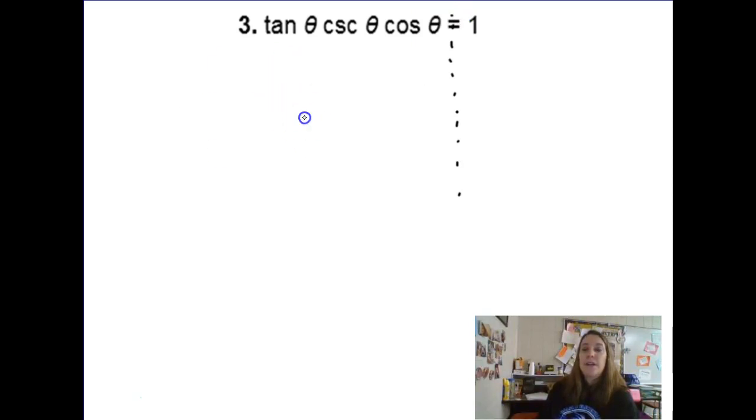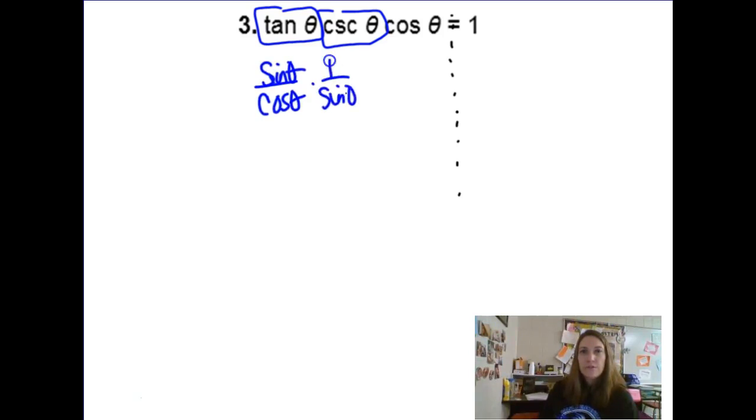So clearly the left side here is the most promising side as far as algebra trades and trig trades. Let's trade everybody out for their sine and cosine buddies. So this cosine is going to stay as it is, but tangent is going to become sine over cosine. Cosecant is 1 over sine. And then cosine stays as it is. And we have one lovely fraction.